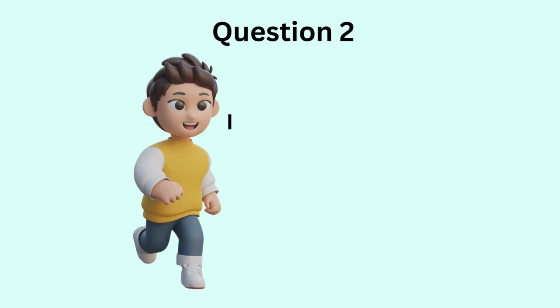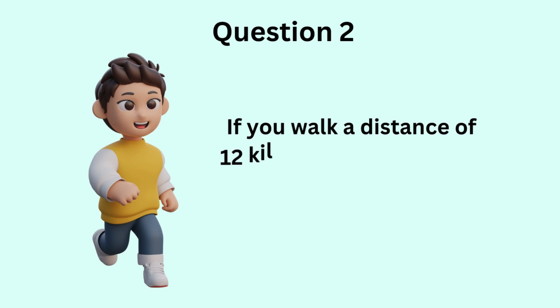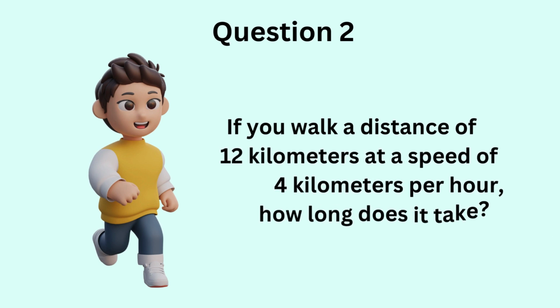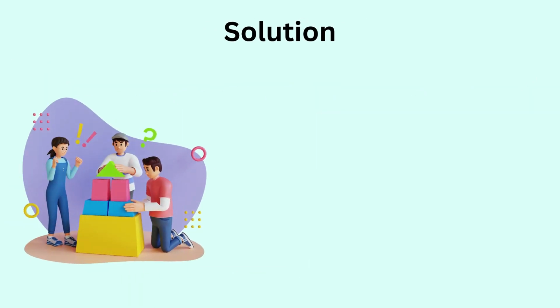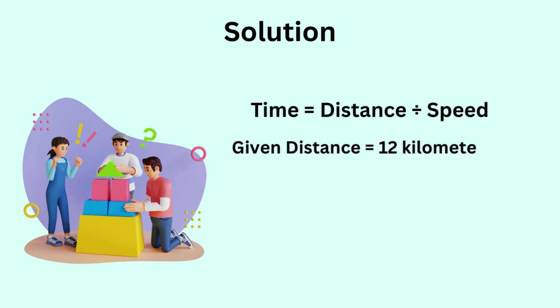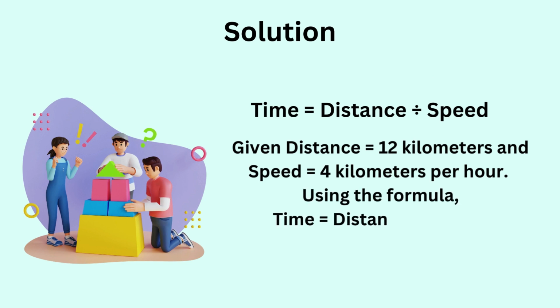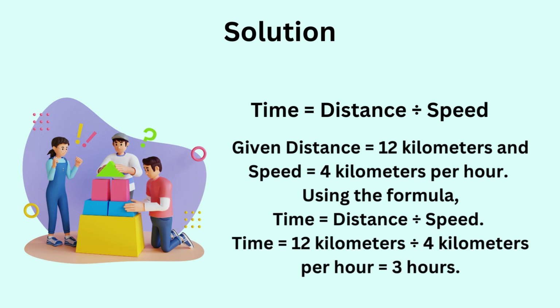Now let's see an example for calculating time. Question 5. If you walk a distance of 12 kilometers at a speed of 4 kilometers per hour, how long does it take? Solution. Given distance is equal to 12 kilometers and speed is equal to 4 kilometers per hour. Using the formula, time is equal to distance divided by speed. Time is equal to 12 kilometers divided by 4 kilometers per hour, which is equal to 3 hours.